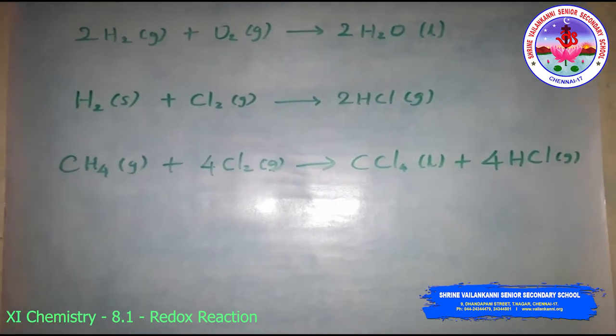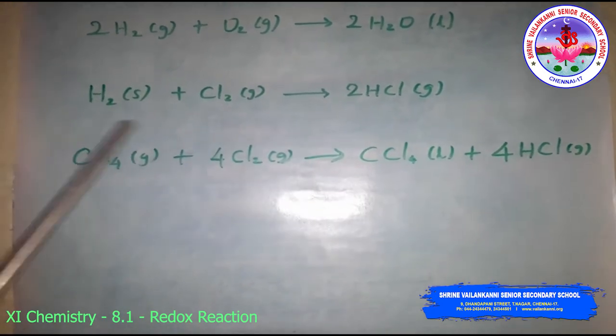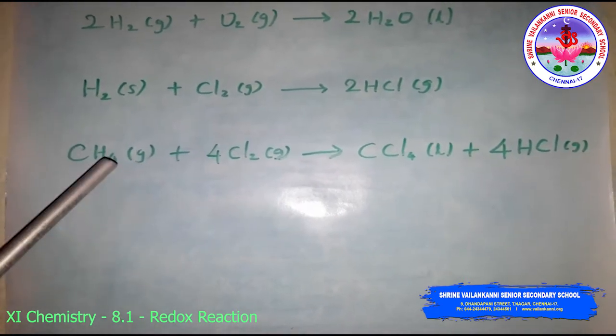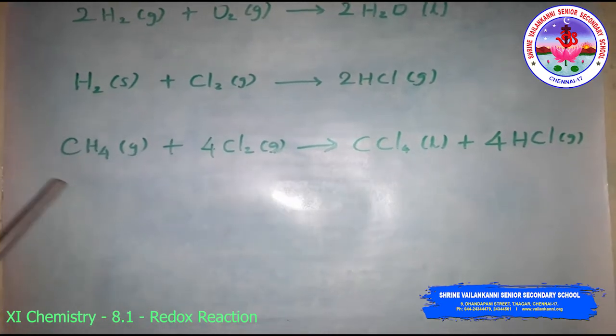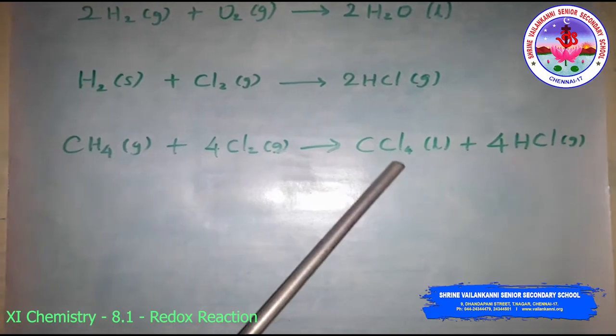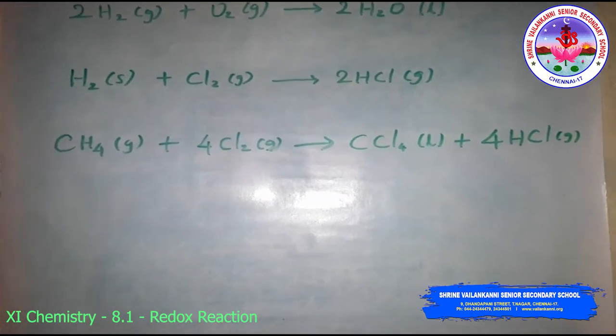Okay, so these are some examples. Here also look at this. Hydrogen and chlorine: hydrogen is oxidized and chlorine is reduced. In this reaction, carbon is oxidized and chlorine is reduced. Okay, so this is the oxidation state.